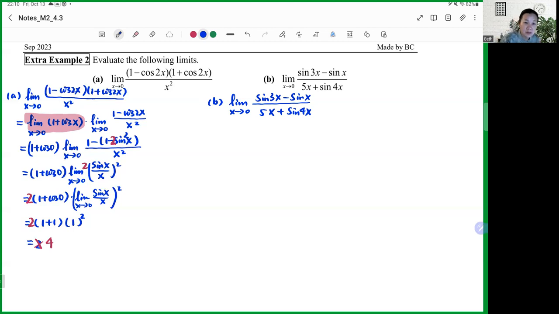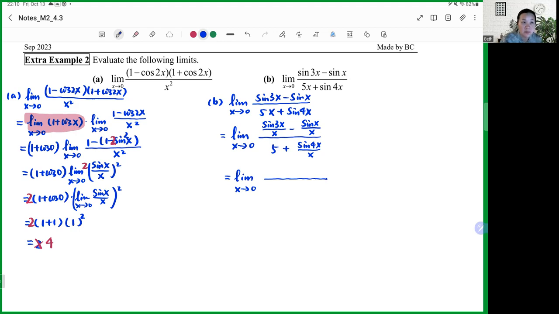So for this question, when you see it, you must realize this is what you do. That is to divide by x. We very seldom do that, but in this case, we must. That is sine 3x divided by x minus sine x divided by x, and 5 plus sine 4x divided by x. Okay. And in my next step, I can find each limit.